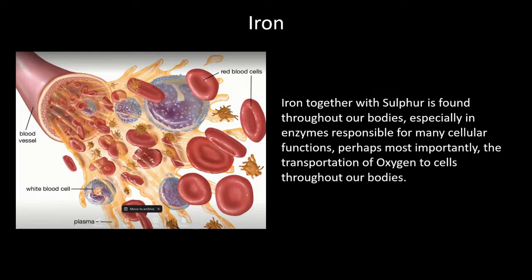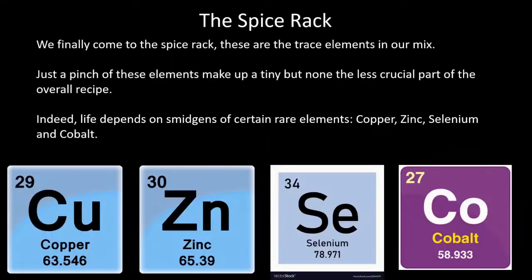Now we come to the spice rack. These are the trace materials that, used in pinches, make up a tiny but nonetheless crucial part of the overall recipe. Indeed, life depends on smidgens of certain rare elements: copper, zinc, selenium, and cobalt. These elements show up in our hair and blood. These are the elements that stars forge in their fiery deaths.